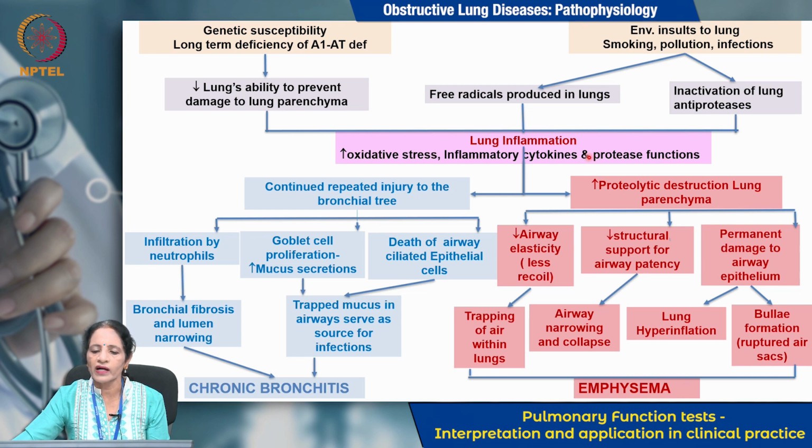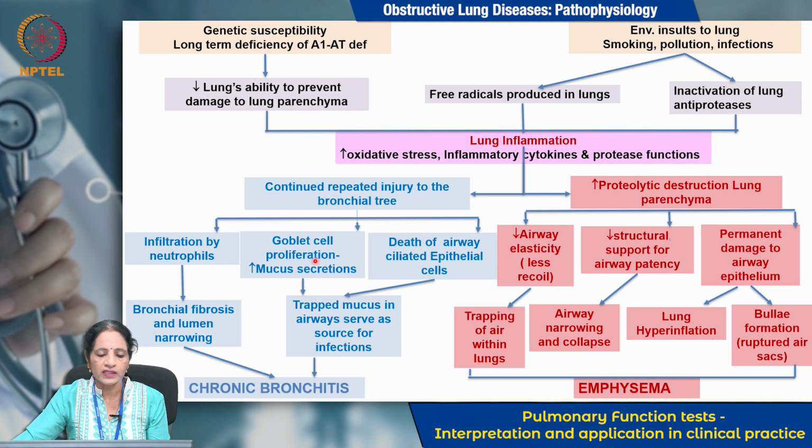So, these three factors together will either lead to continued repeated injury to the bronchial tree or may lead to increased proteolytic destruction of the lung parenchyma. Depending on which side is the balance, if it is continued repeated injury to the bronchial tree, the patient may have these things, that is infiltration by neutrophils, goblet cell proliferation leading to mucus secretion, death of airway ciliated epithelial cells.